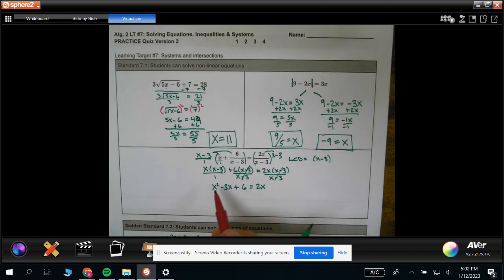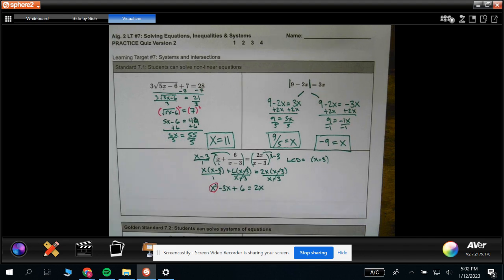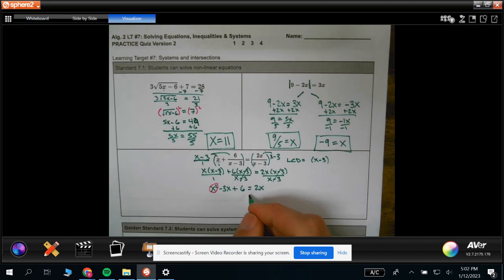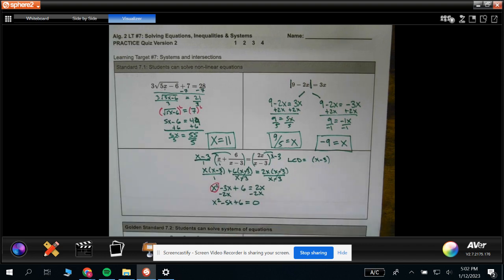Your next clue here should be that because this is a quadratic, I know I need to get it equal to 0. So I'm going to subtract 2x from both sides to get x squared minus 5x plus 6 equals 0. Because it's quadratic, I can either use the quadratic formula or I can factor it and use the zero product property. I like to factor and use the zero product property. I just think it's quicker. So this factors right here into x minus 3 times x minus 2 equals 0.